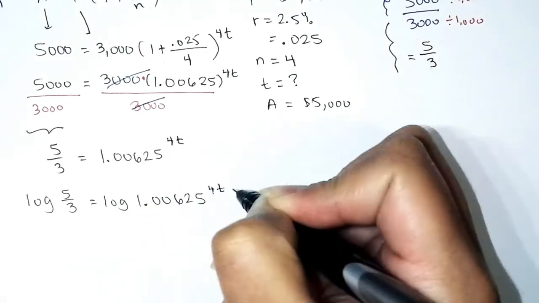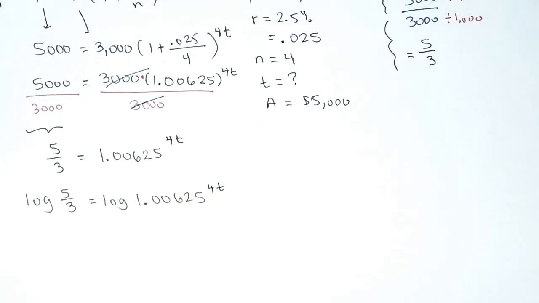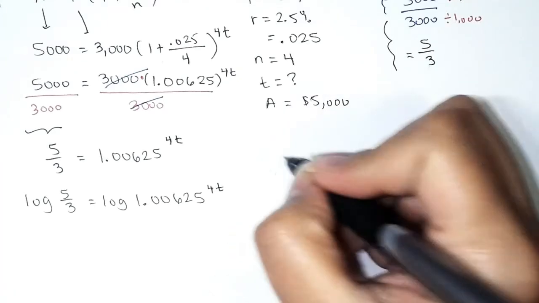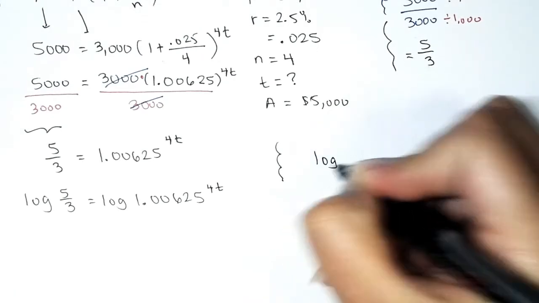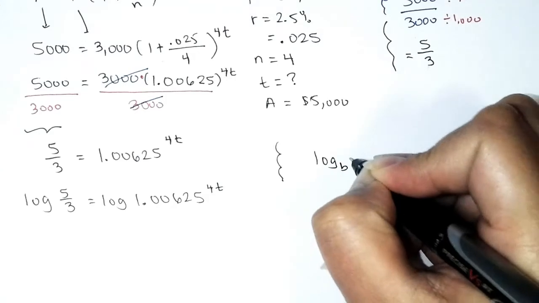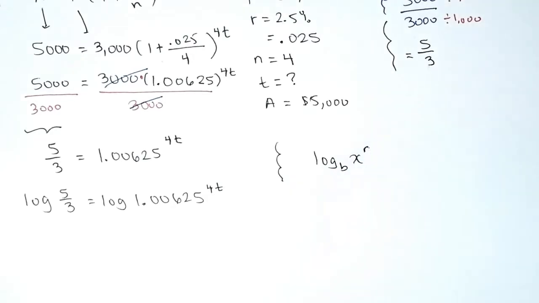At this point, we are going to use the power rule for logarithms to bring the exponent down. The variables I use may be a little different, but it's more about the understanding. So we have logarithm base b of x to the r. Depending on what book I'm using, I'll use different variables. But the power rule for logarithms says this.